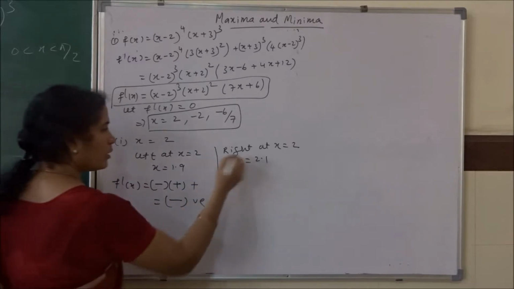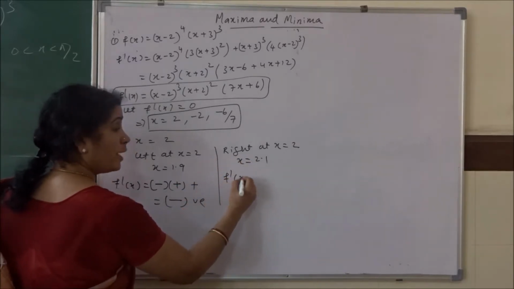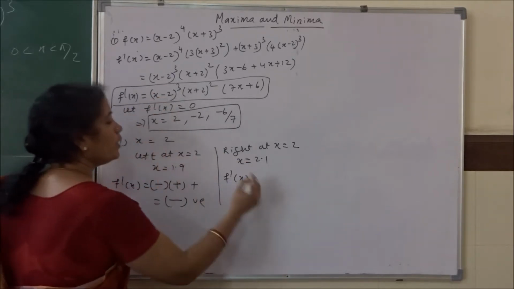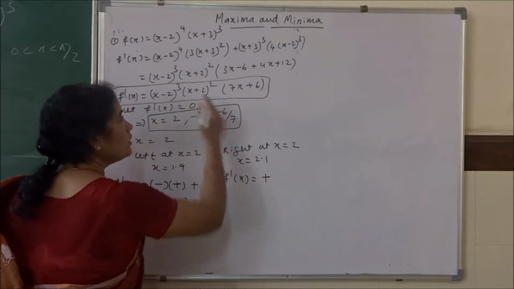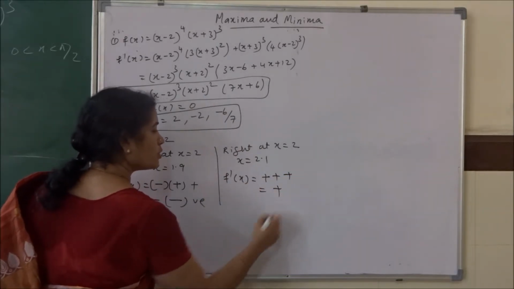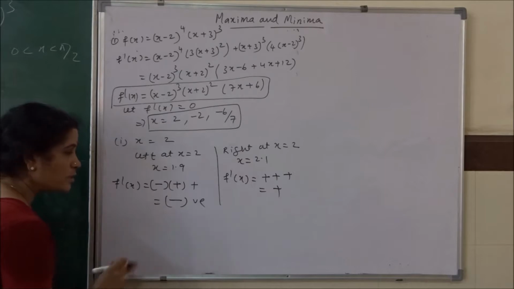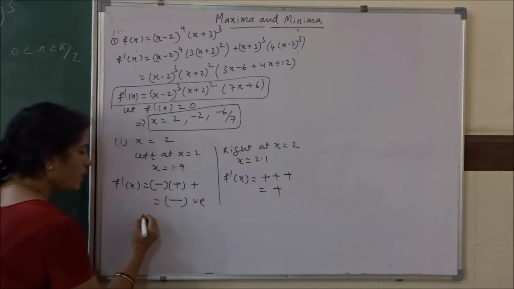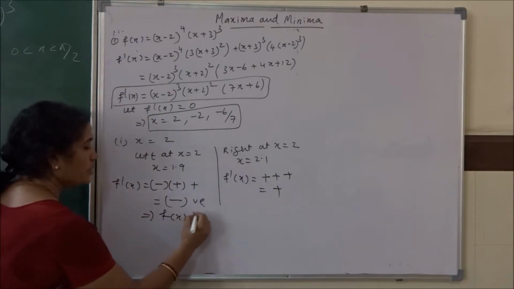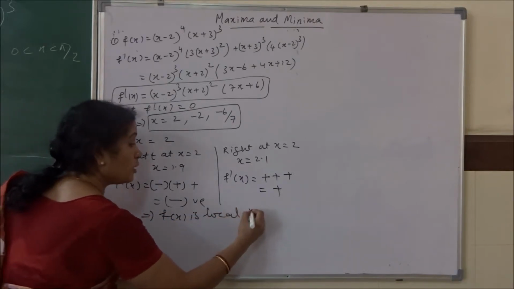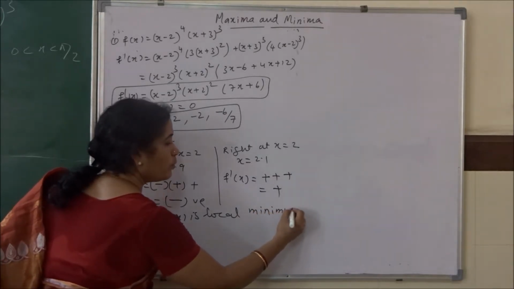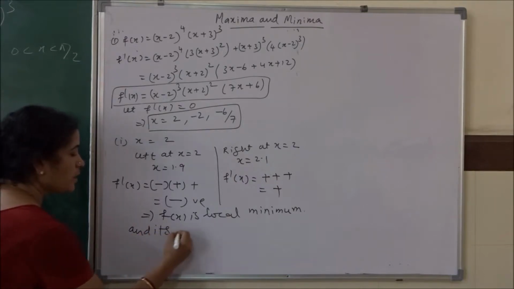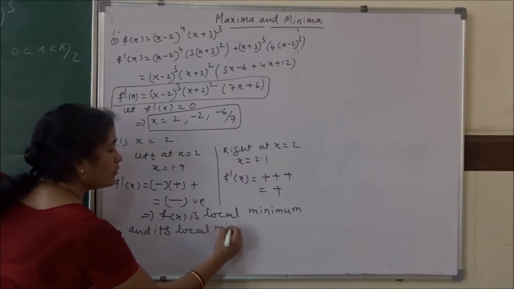Clear? Now come to 2.1, the right value. If I keep 2.1 in f dash of x, this becomes positive, this becomes positive, this becomes positive. Positive. What does the definition say? If the sign changes from left to right, negative to positive, then f of x has a local minimum. Local minimum, don't get confused. That is a local minimum.